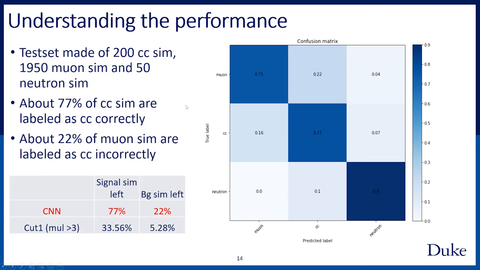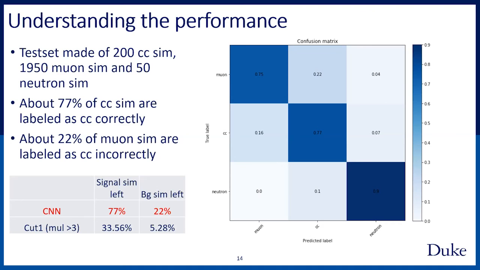In this case, this is the confusion matrix. You have the predicted label on the x-axis and the true label on the y-axis. As you can see here, about 77% of the charge current signals are labeled as charge current signals correctly. And we can also expect 22% of the muons to also be labeled as charge current signals incorrectly. So that's saying if I apply this machine learning filter, those 22% of muons left will be my new background.